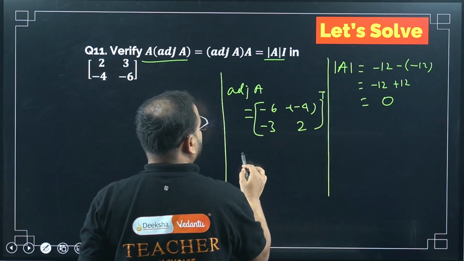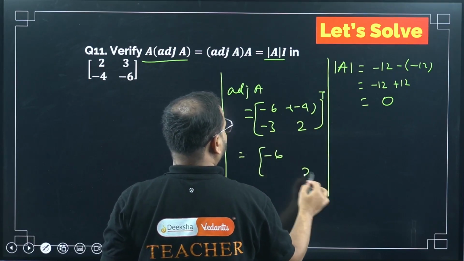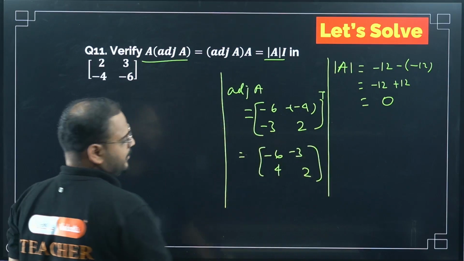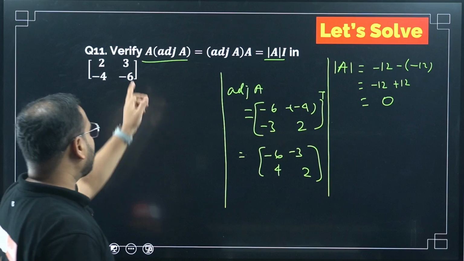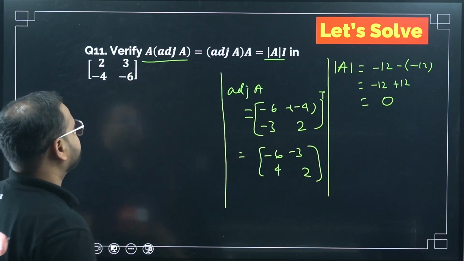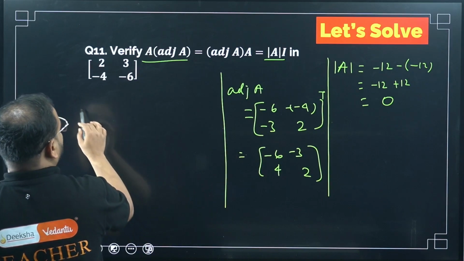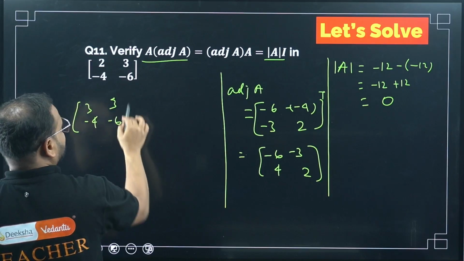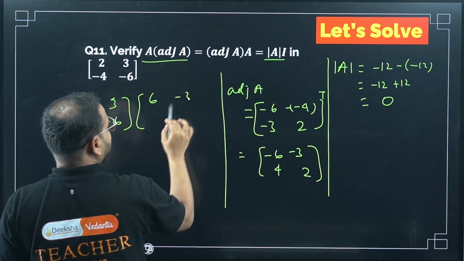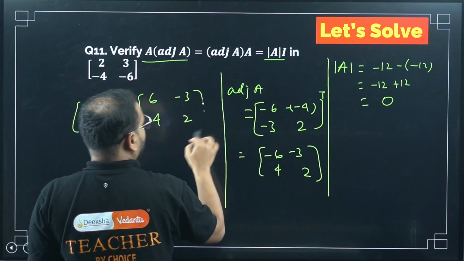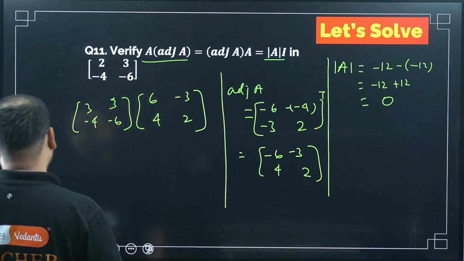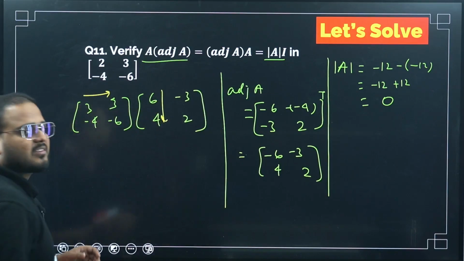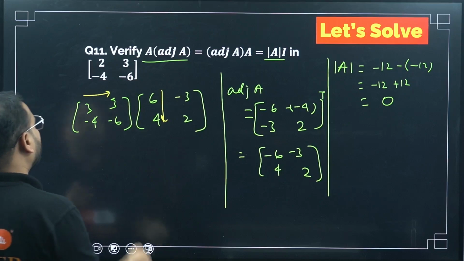And transpose of this. What is the answer? Minus 6, 2, plus 4, and minus 3. This is my adjoint of A. They are saying multiply adjoint of A with A. So I'll write 2, 3, minus 4, minus 6 multiplied with 6, minus 3, 4, 2. Matrix multiplication, row with the column. Please check here. I've revised this in the matrix chapter. In the revision of matrix, I've revised matrix multiplication. Have a look, go and watch the video.